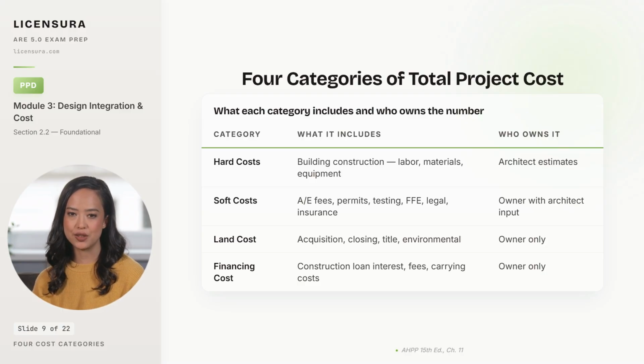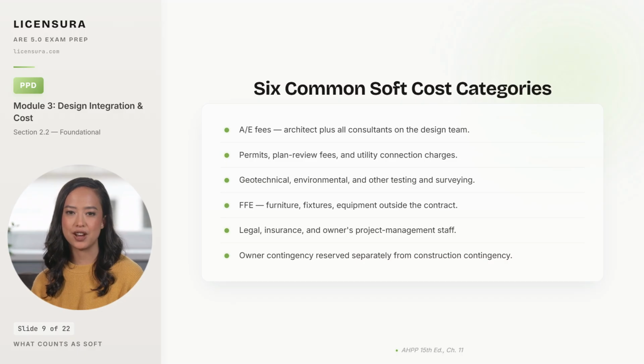Financing cost is also the owner's number: construction loan interest, origination fees, and the carrying costs through development, and it can run 10 to 15% of total project cost on a leveraged deal. Total project cost is the sum of all 4, and only the owner can produce that number. Soft costs deserve a closer look because they trip up architects who think their estimate covers them. 6 common soft cost categories that the architect's hard cost estimate explicitly excludes.